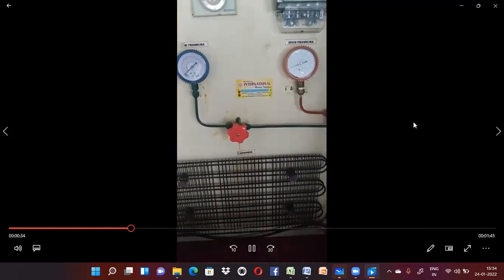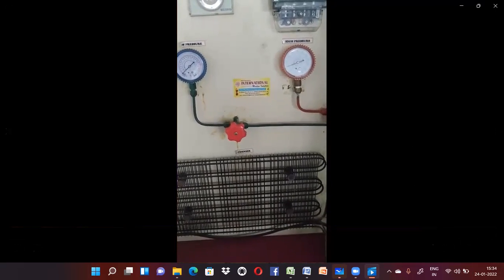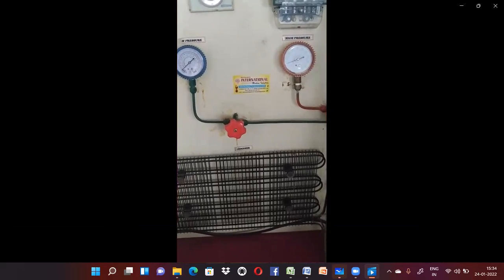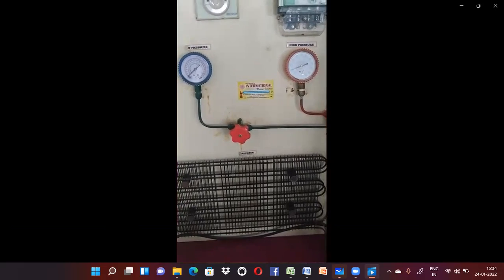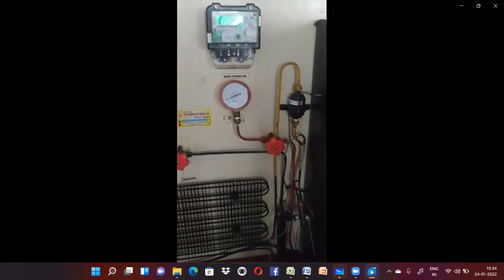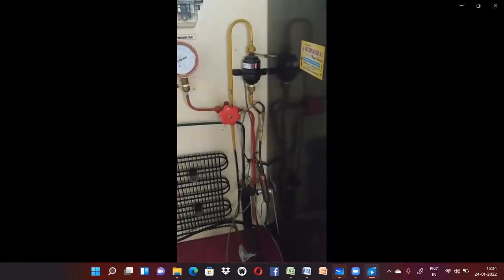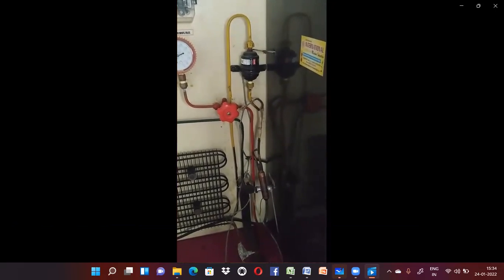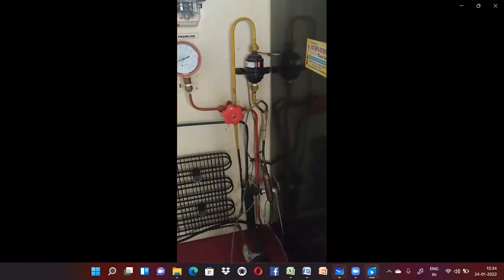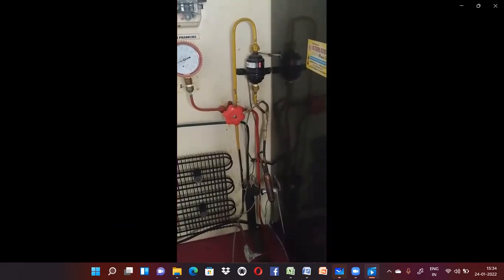Over that we have our two pressure gauges, which indicate the high pressure and low pressure of the system. High pressure is indicated by the red one, and low pressure is indicated by the green one. At the right of it we have our expansion device or throttling device, which is used for the expansion of the fluid after the condensation is complete.